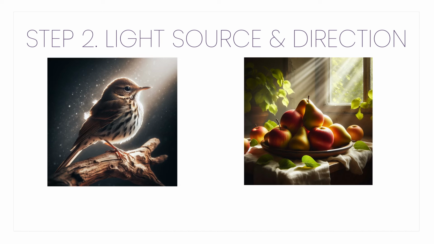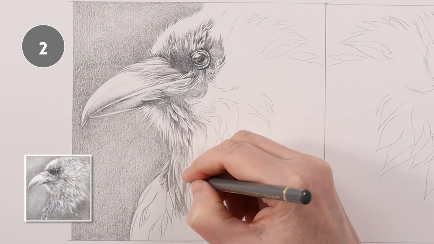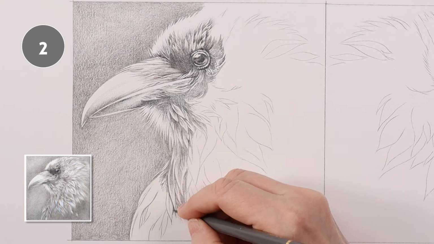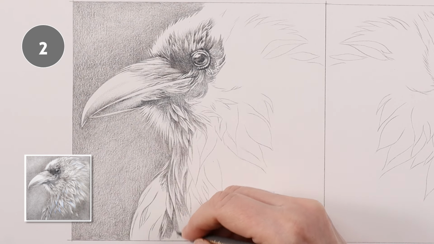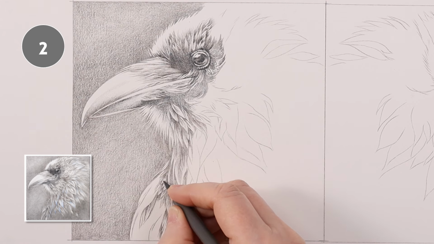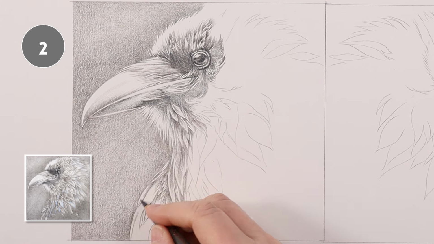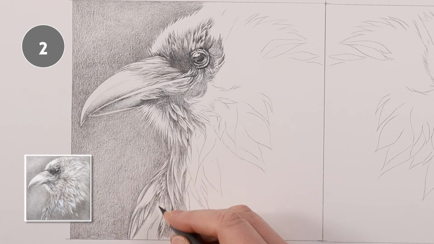Understand your light source and the direction. Understanding your light source and its direction is essential for creating realistic and compelling drawings with accurate values. We already did a little bit of talking about lighting in step one, but let's talk a little bit more about lighting. Light plays a crucial role in how we perceive objects, highlighting certain areas and casting shadows that define their form. Here's how you can understand and utilize your light source effectively.